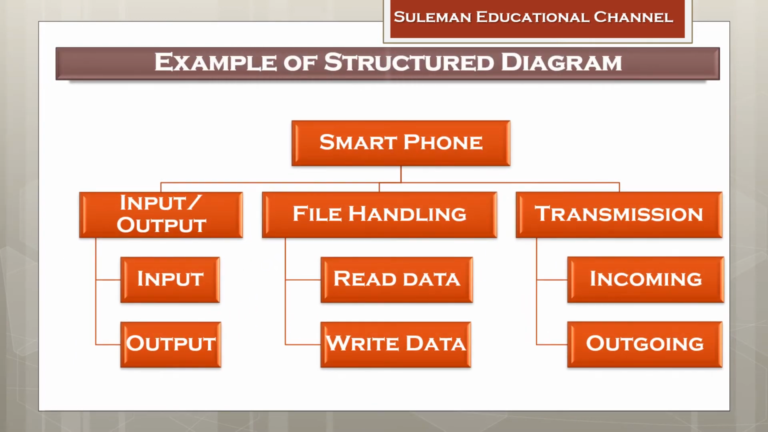Now let's look at another example of a structure diagram. In this diagram, the smartphone is divided into 3 subsystems. The first one is input-output, the second one is file handling, and the third one is transmission. Input-output is further divided into 2 subsystems, input and output. File handling is further divided into 2 subsystems, read data and write data. Transmission is further divided into 2 subsystems, incoming and outgoing.